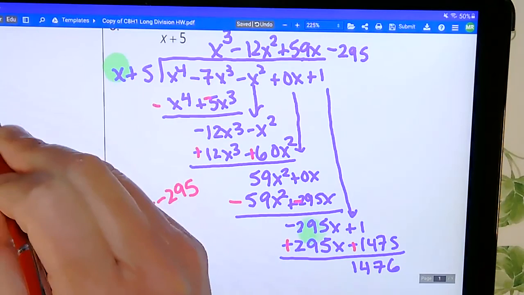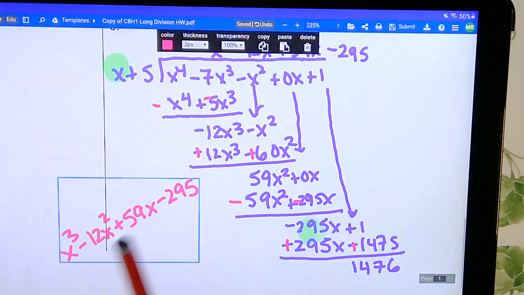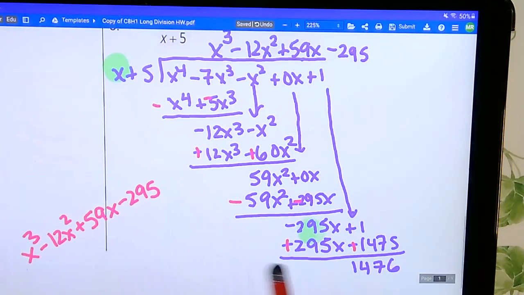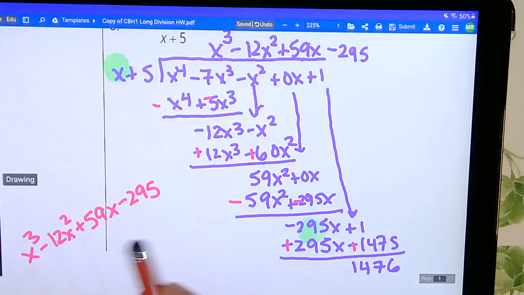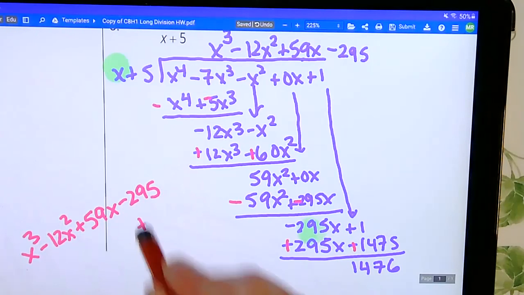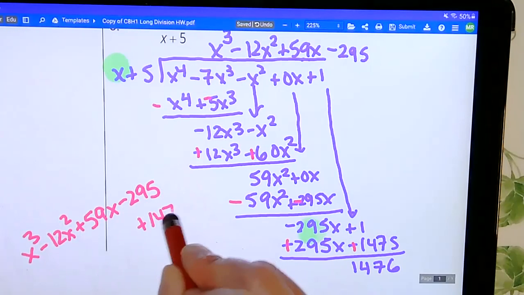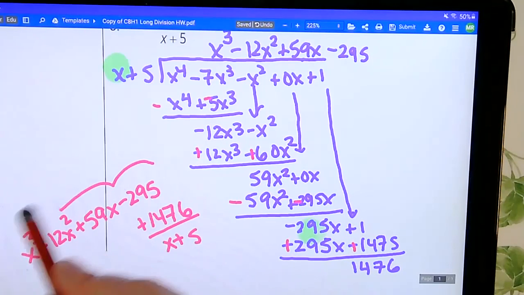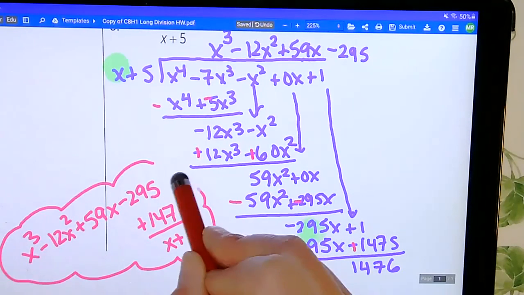And here I'm going to move this because I always like to live on the edge when I'm doing these problems, don't I? Okay, so I'm going to move it over here. Okay, and then plus my remainder. So plus, and I'm going to write it down here, plus 1476 over x plus 5. So this is going to be our answer.